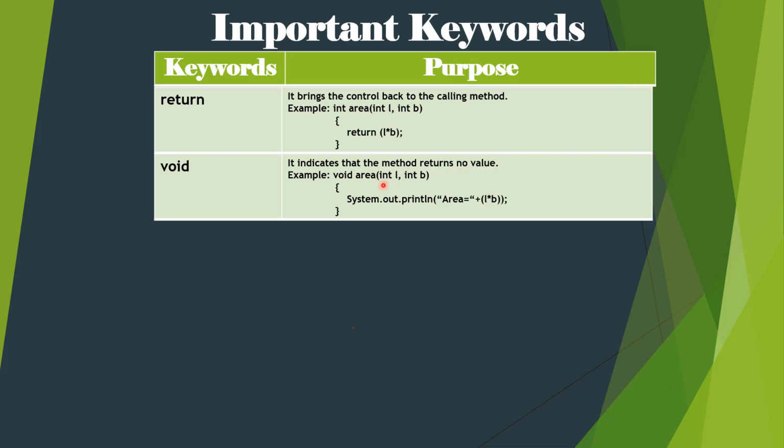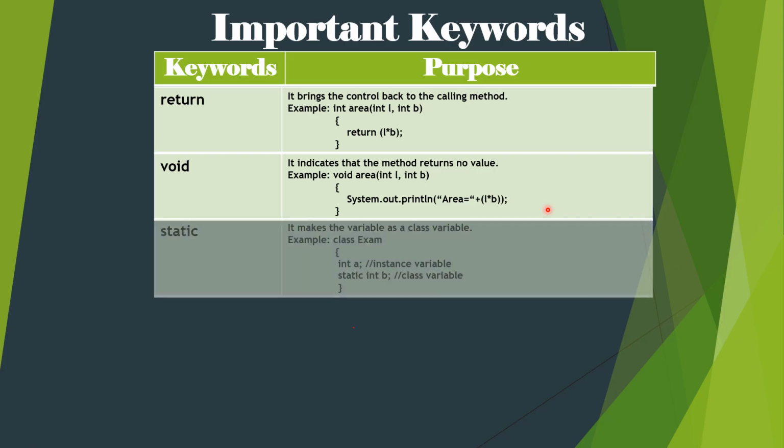Void. It indicates that the method returns no value. Whenever a function does not return a value, we write void in place of the return type. Void functions generally contain a print statement, but a function with a return type contains a return statement. Here int is the return type, so here return l * b, and here no return type is there, that's why it contains a print statement.